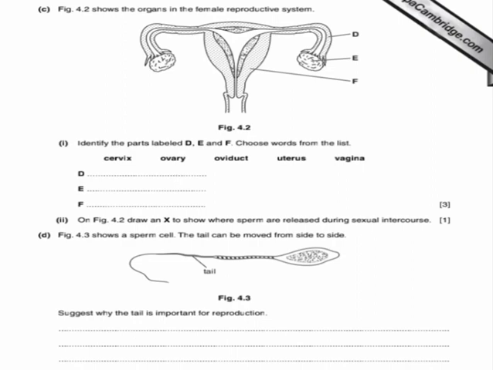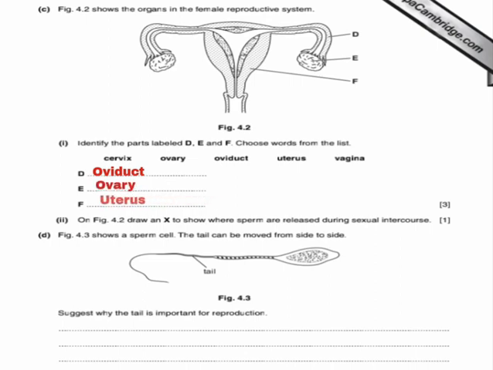Okay, so we have part D. This part D is the oviduct or the fallopian tube. Then as for part E, it is the ovary. Then as for part F, it is the uterus. So D is the oviduct, E is the ovary, and the last one, F, is the uterus.